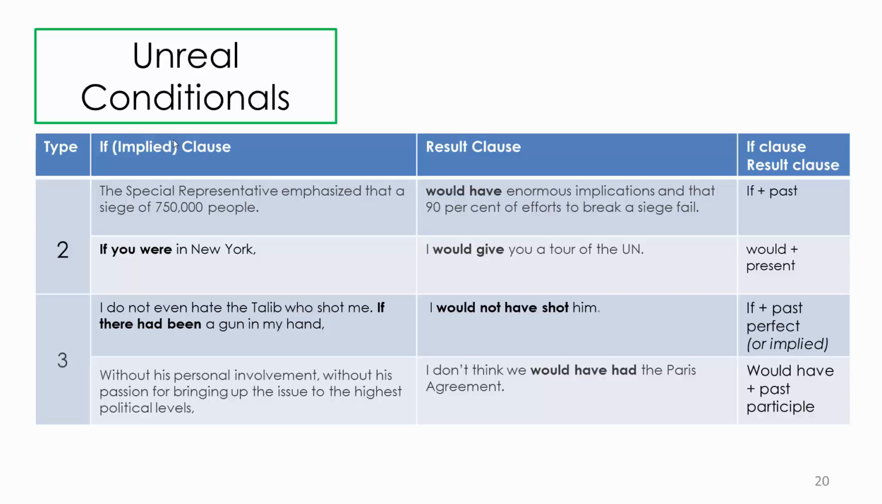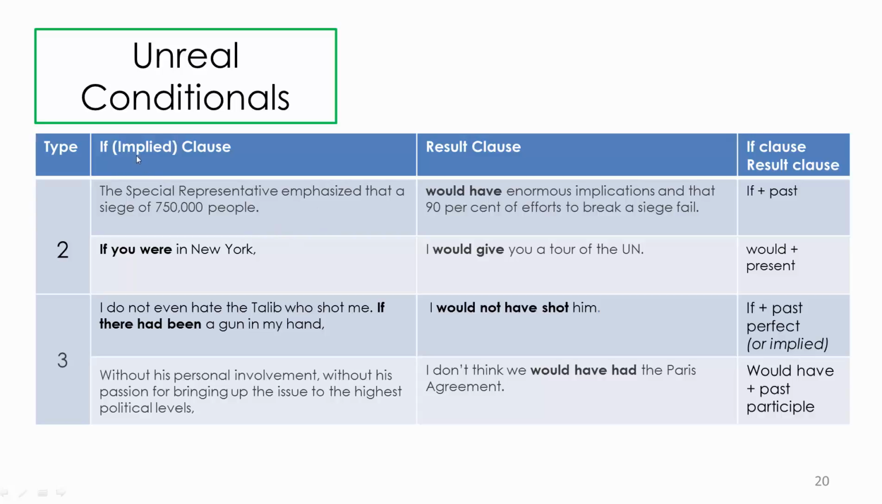So if you sometimes see would or would have, and you're not really understanding the meaning, think to yourself that there might be an implied condition here. So we can see in the first example, number two, the special representative emphasized that a siege of 750,000 people would have enormous implications and that 90% of efforts to break a siege fail. Excuse the period here. There shouldn't be any punctuation here, so just let me clarify that.